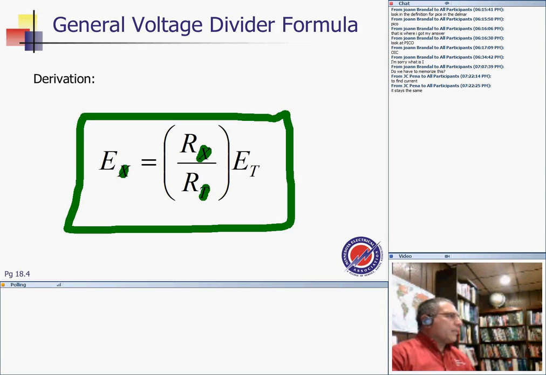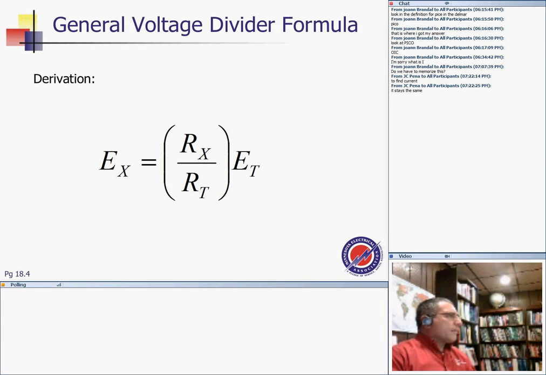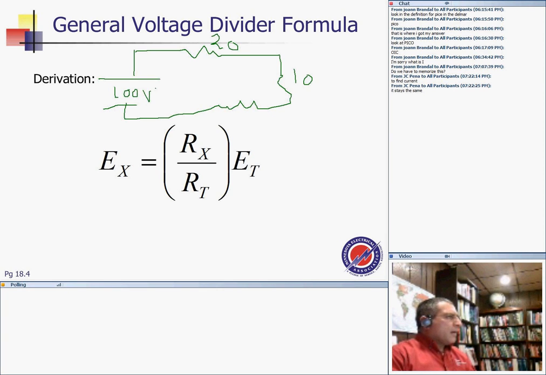Okay, let's take an example. Here's my circuit, my friends. There's 100 volts, and here's resistor 1, resistor 2, and resistor 3. This resistor is 20, this is 10, and this is 30. I need to find the voltage across the 10. I need the voltage E10.